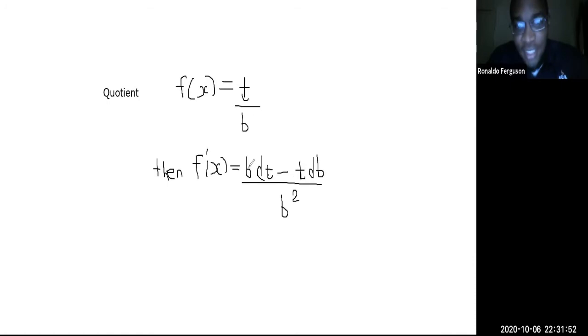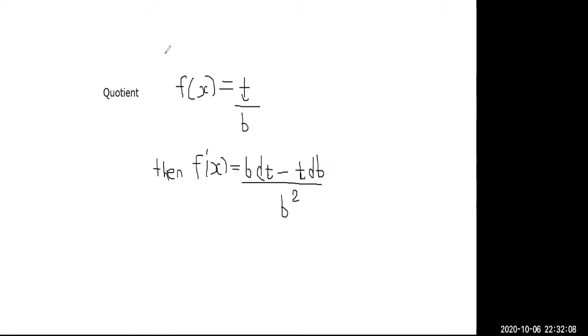So it's equal to, you start with the bottom times the differential of the top, minus the top times the differential of the bottom, over the bottom square. And so from that day, I never forget it. All right, that sounds easy to remember, right?